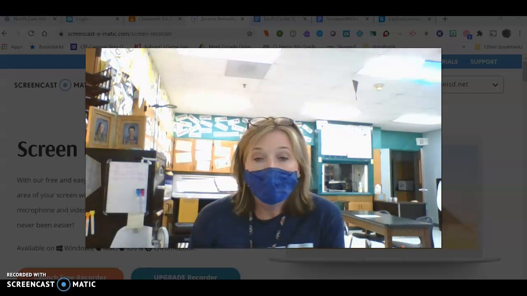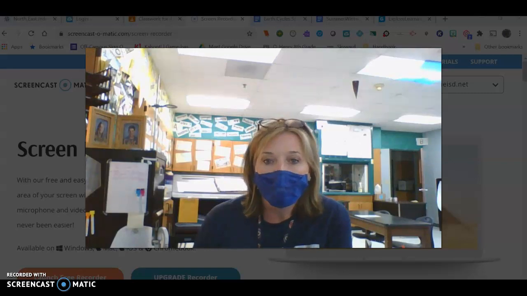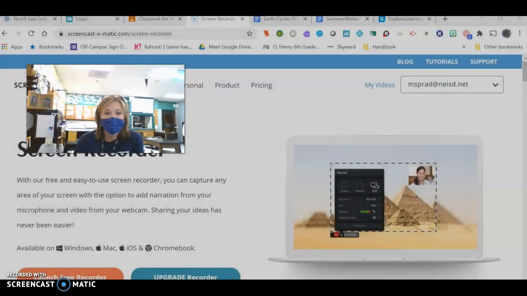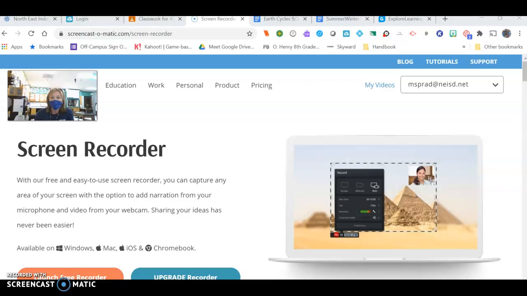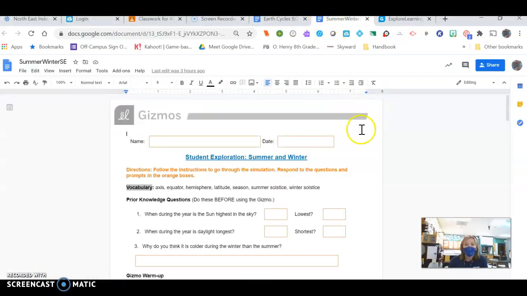Okay, so now that you're registered in your Explore Learning account, let's talk about how we're going to do these simulations. So, get myself out of the way, over to the side. You are going to open your Summer-Winter Gizmo worksheet. And how this works is you follow all the instructions on this worksheet using the simulation, and then you are going to put your answers in the orange boxes.